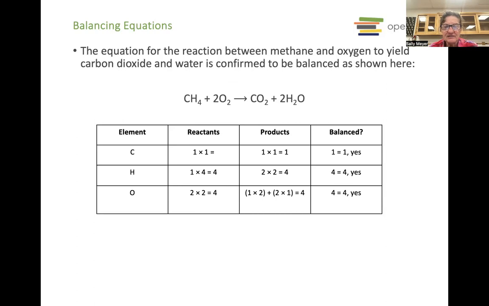So you just check. So we've gone through this. If you have a carbon on the reactant side, 1 times 1, we have 1 carbon in the methane. On the product side, 1 times 1, 1 carbon in 1 CO2 molecule. So you can look at this, stop if you want to look, but this is exactly the process that we just used.